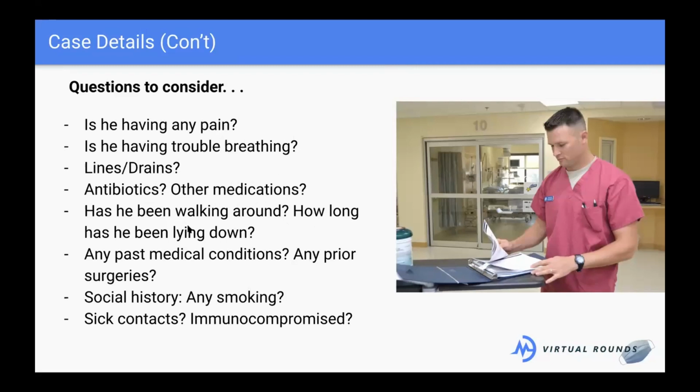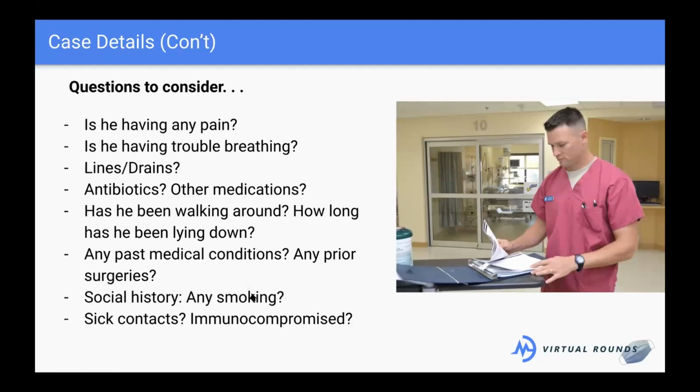We want to ask if he's been walking around. It's post-op day 3. Has he just been lying in bed, or has he been moving over to a chair? And how long has he been in bed? Prior to the surgery, was he bedbound, or was he walking around and then he came in for the surgery? We'd like to know that too. We want to know about his medical conditions, prior surgeries, and then we want to know if maybe he smokes.